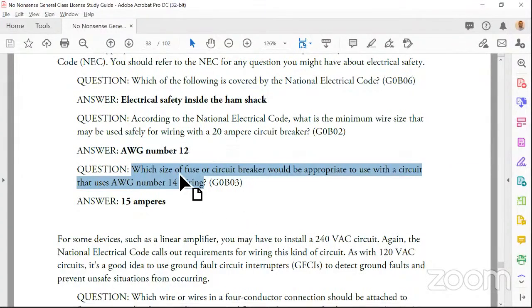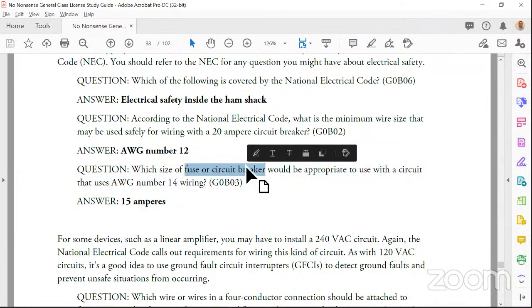Which size of fuse or circuit breaker would be appropriate to use with a circuit that uses AWG number 14 wiring? So they have just given us a sort of opposite way of asking a similar question. And they are telling us now they want to know what size of fuse or circuit breaker. So the answer will be, fuses and circuit breakers are given in amperes. That's the current handling capacity of those protection devices. So the answer will be in amperes or amps.